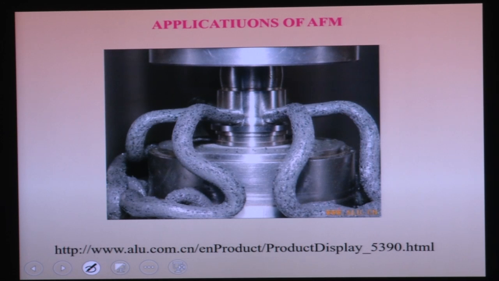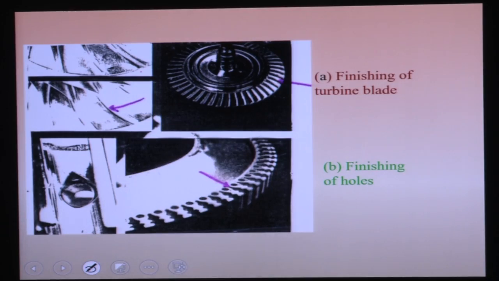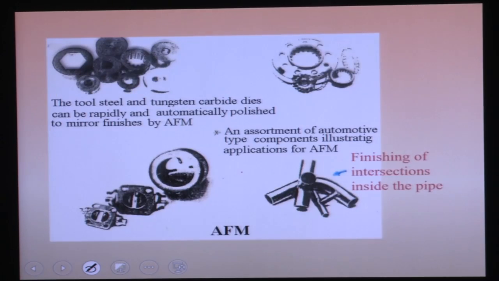You can see here one application: at the surface of this cylinder you can see so many holes, and those holes can be polished by this AFM media. Same thing here, so many holes, thousands of holes, external holes can be polished by this AFM media. This kind of turbine blade can be polished by this AFM media, and this kind of small finishing holes can be polished by AFM media.